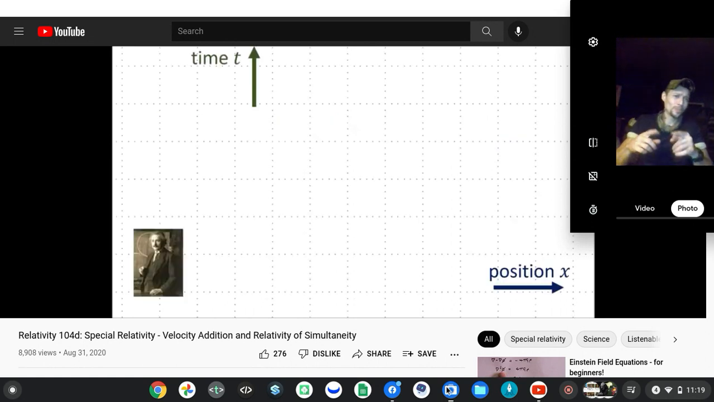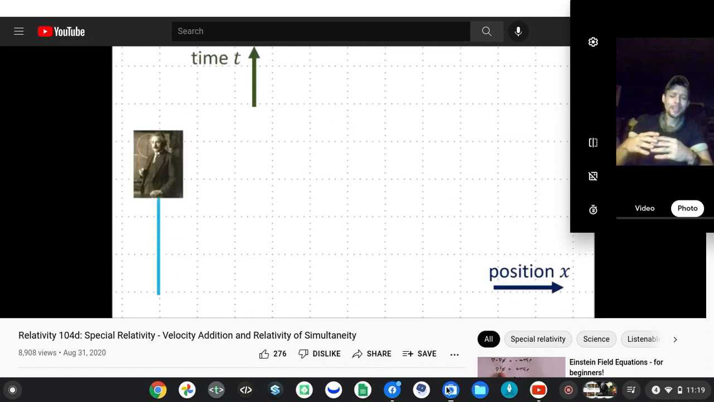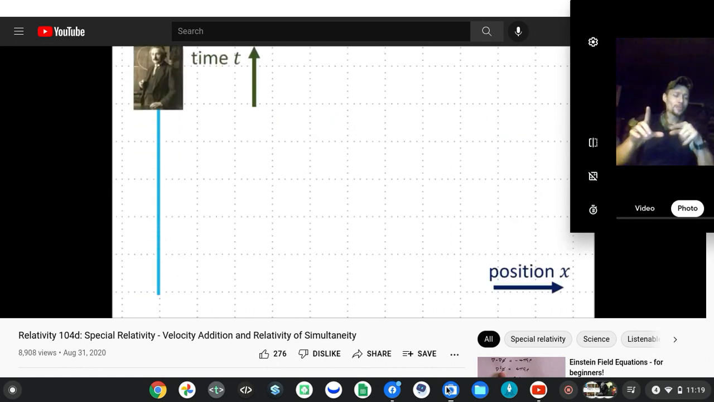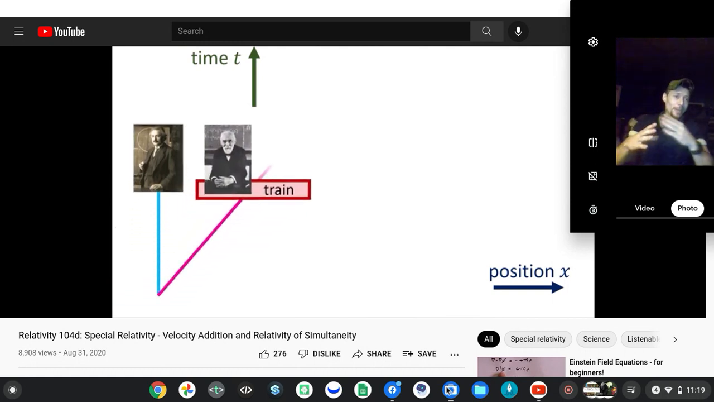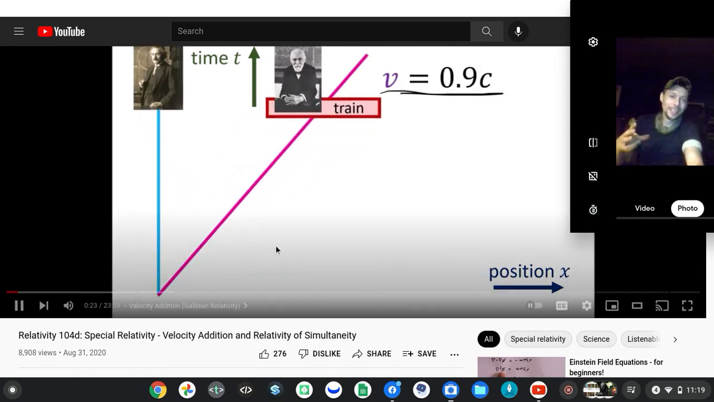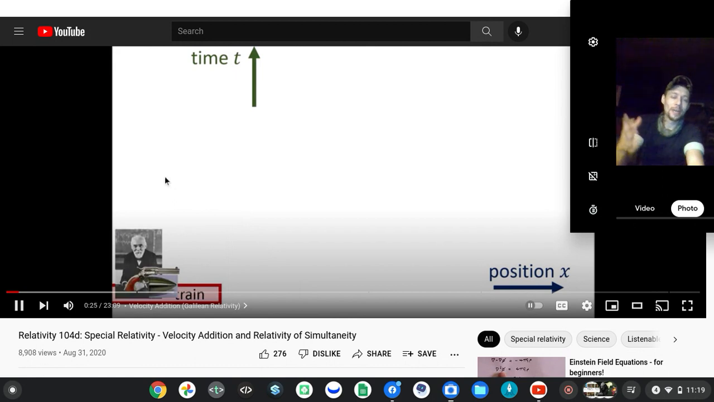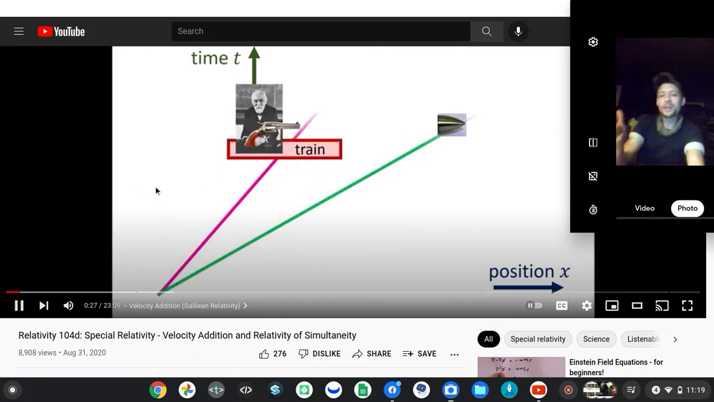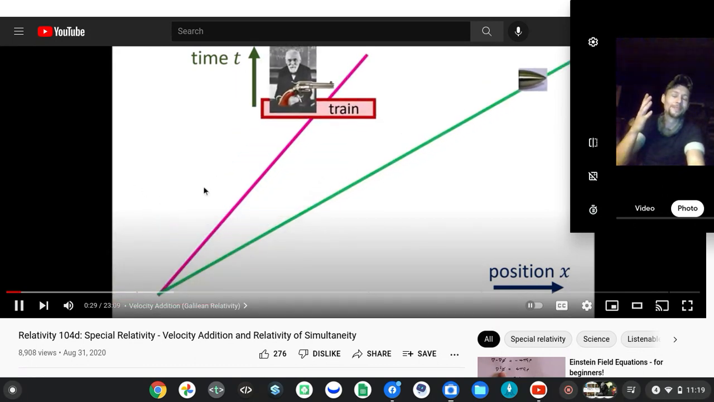Let's say that Albert Einstein is standing still on the ground. The train is going by to the right at 90% the speed of light. Hendrik Lorentz is on board the train and fires a gun towards the right. The bullet travels out from the gun at 90% the speed of light relative to the train.